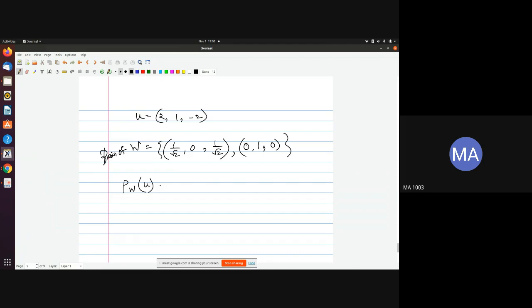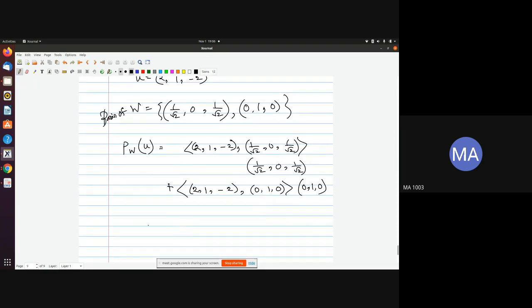What will I get? First I need (2, 1, -2) with (1/√2, 0, 1/√2). This is the first inner product, and I have this vector here. Plus again (2, 1, -2) with (0, 1, 0). I have the second vector here. So this combination, if I just calculate, I will get my projection. Is it clear?